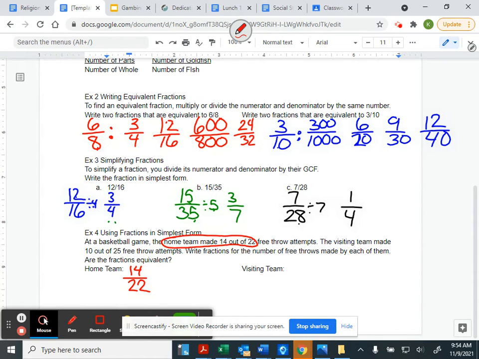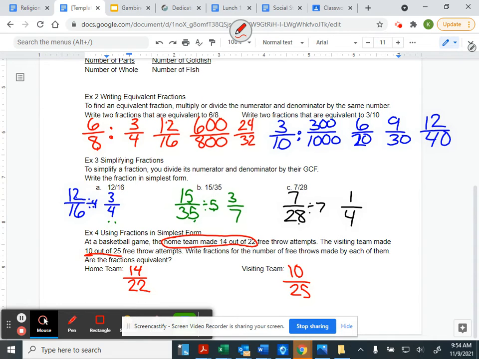The visiting team made 10 out of 25. How would I write that as a fraction, Nolan? 10 out of 25. How do I make that into a fraction? Write it out. Tell me what to write. What do I put as my numerator? 10. They made 10 of the baskets. So that's our numerator. The numerator is how many they actually have. What was the possible amount they could have made? 25. So that's our denominator, how many they could have had.